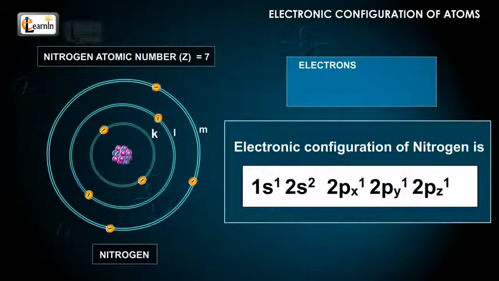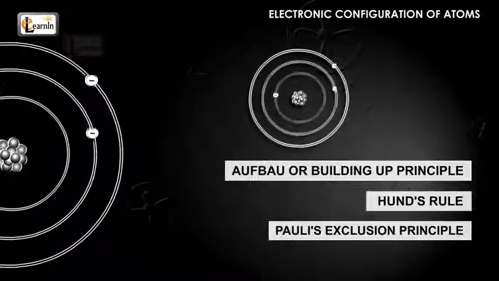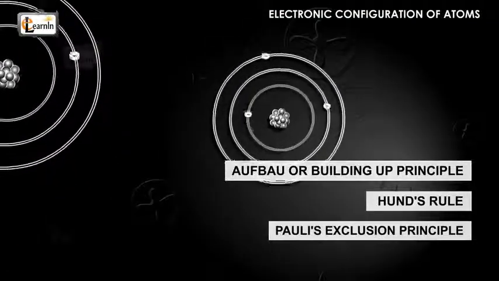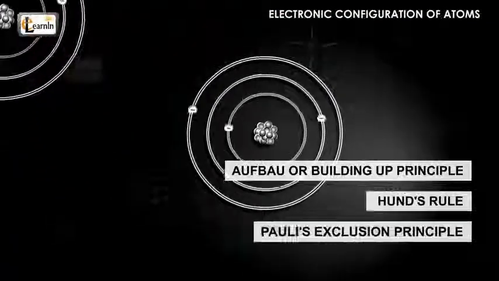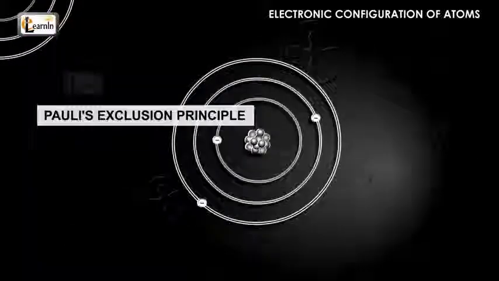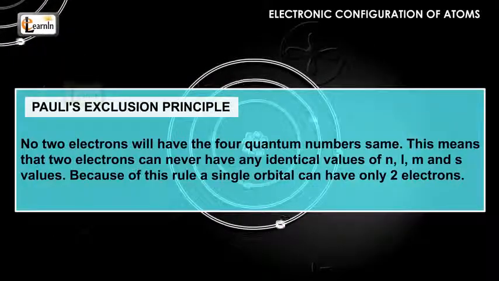2px1, 2py1, 2pz1. The third important rule for electronic configuration, that is, Pauli's exclusion principle, states that no two electrons will have the four quantum numbers the same. This means that two electrons can never have identical values of n, l, m, and s. Because of this rule, a single orbital can have only two electrons.